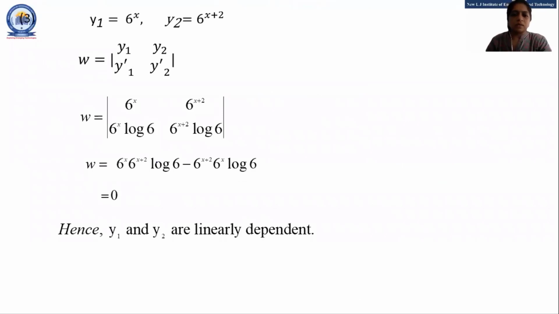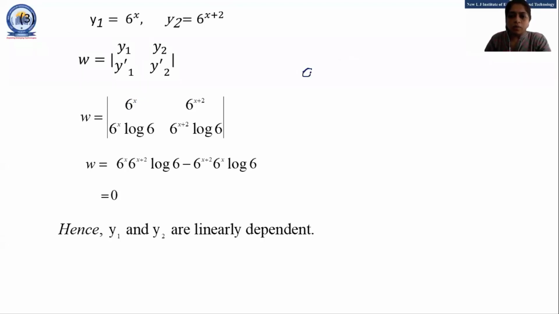And this example is, if our two solutions y1 is 6 raised to x and y2 is 6 raised to x plus 2. Okay. Then what about the Wronskian? y1, y1 dash, y2, y2 dash, right? The Wronskian is the same for all equations. So here 6 raised to x. Now what is the derivative of 6 raised to x?